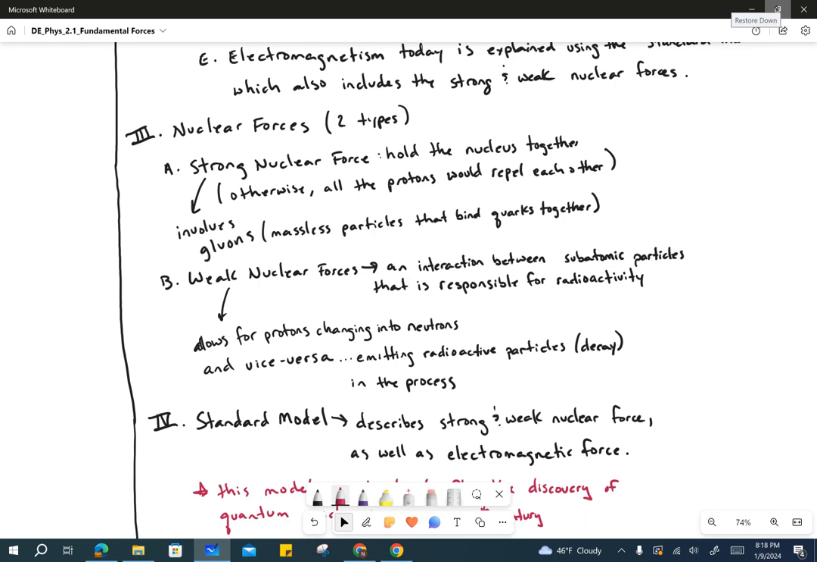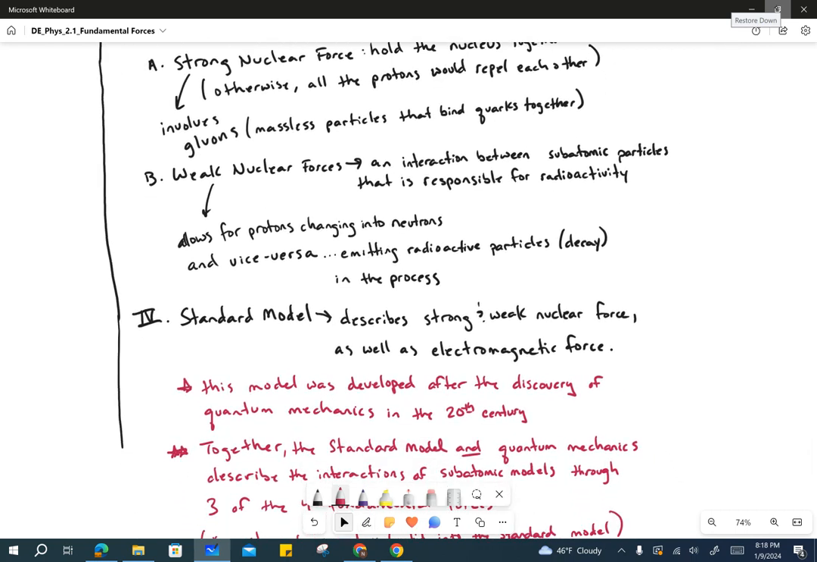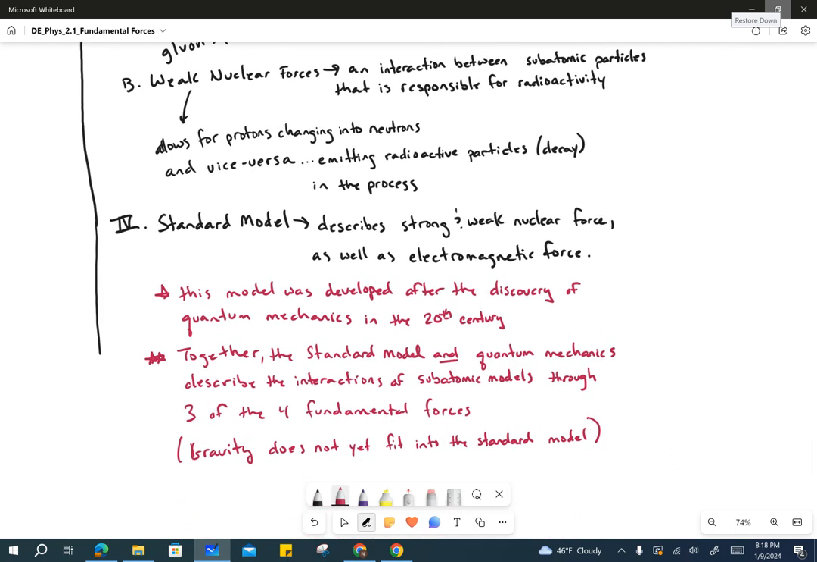And that brings us to Roman numeral 4, the Standard Model. It describes strong and weak nuclear forces, as well as electromagnetic force. This model was developed after the discovery of quantum mechanics in the 20th century, right? As you had people like Einstein who were contributing to this. You had people like Oppenheimer from the movie developing the atomic bomb.